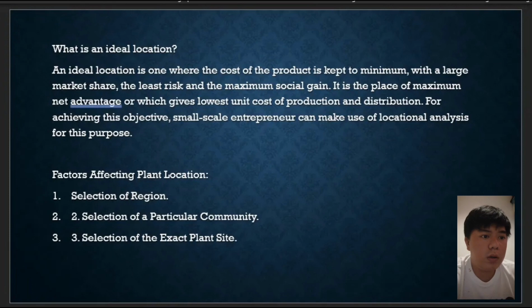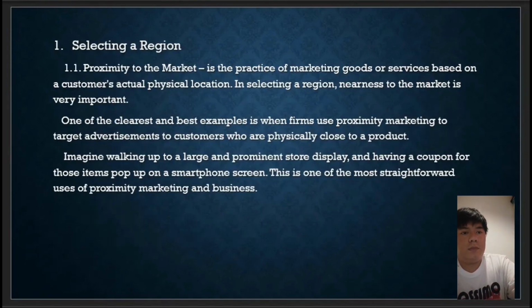Next are the factors affecting plant location. Number 1, selection of region. Number 2, selection of a particular community. And number 3, selection of the exact plant site.